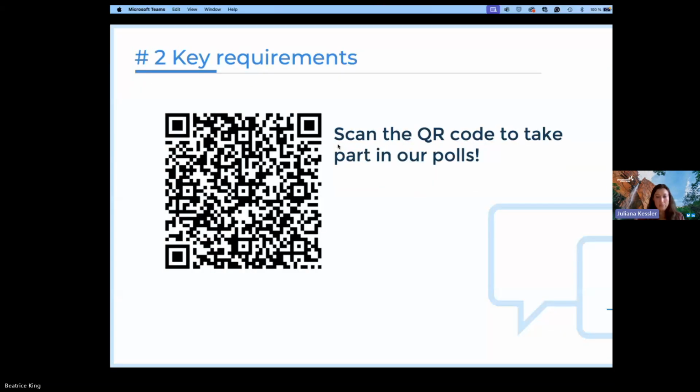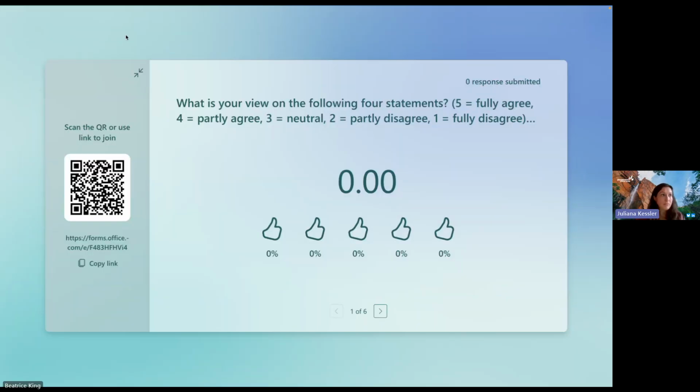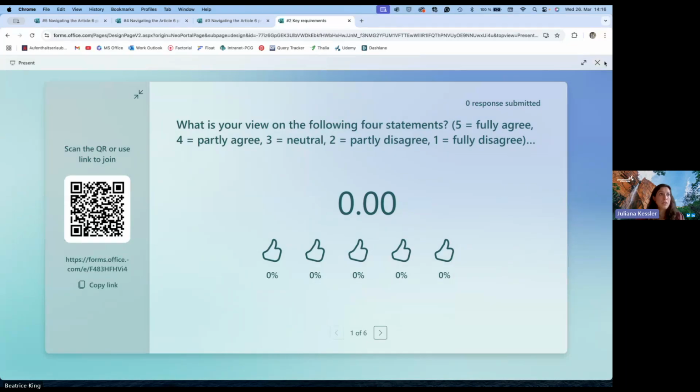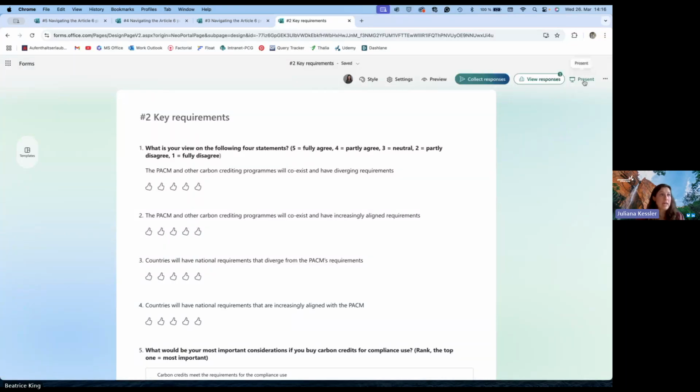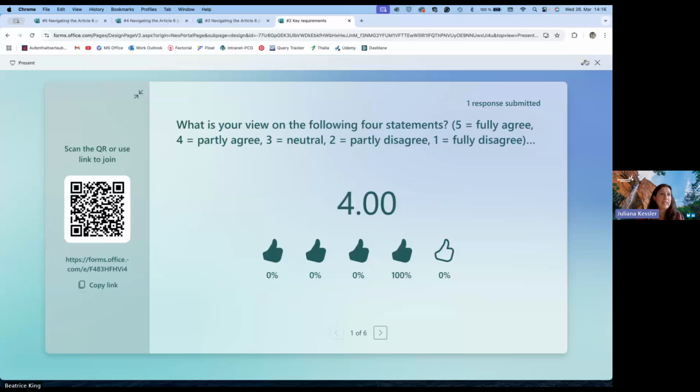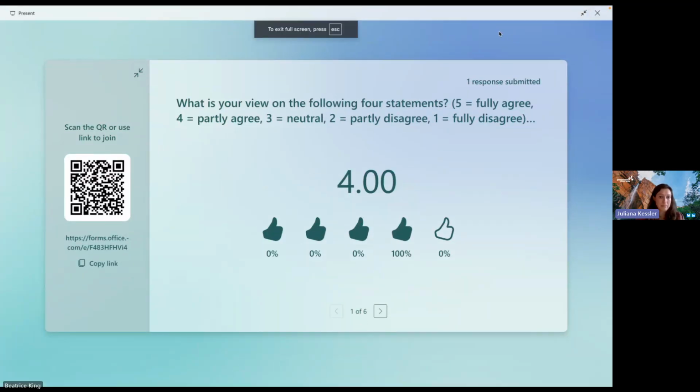So the PACM and other carbon crediting programs will coexist and have diverging requirements. Other carbon crediting programs, meaning, for example, Gold Standard, Verra. Then the PACM and other carbon crediting programs will coexist and have increasingly aligned requirements. Third, countries will have national requirements that diverge from the PACM's requirements in the 6.2 context. And then countries will have national requirements that are increasingly aligned with the Paris Agreement crediting mechanism.